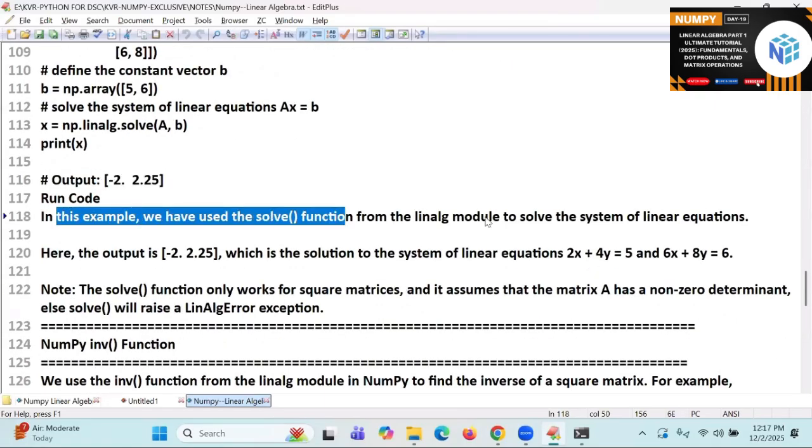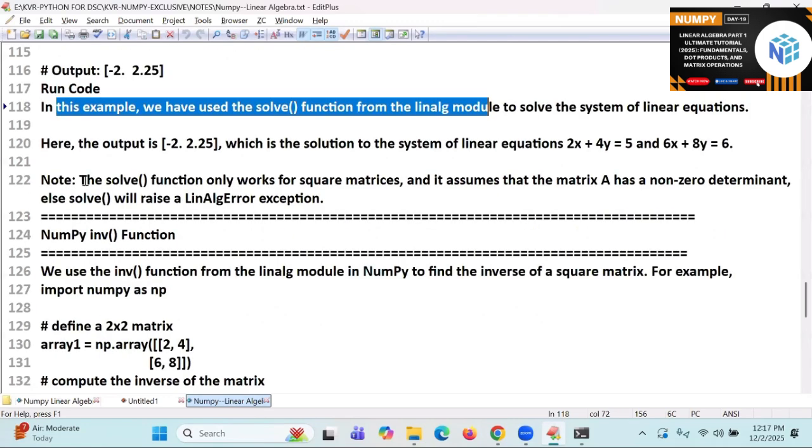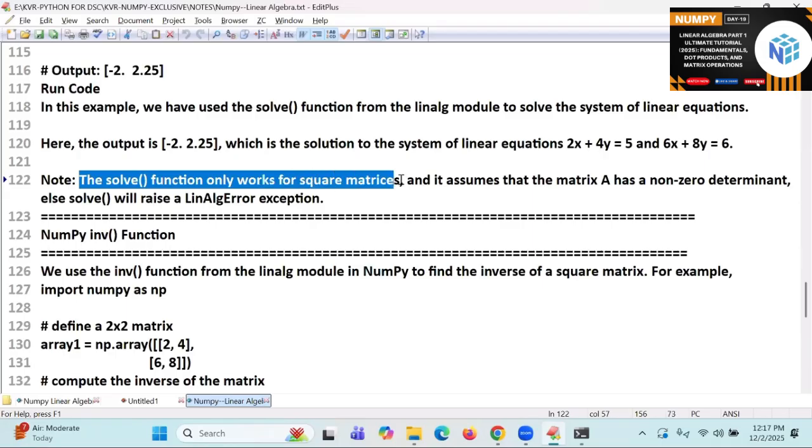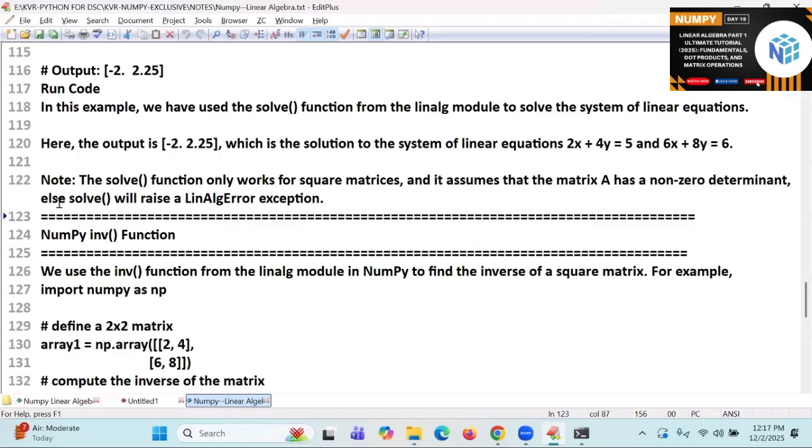Solution, Nadim. We got it. Nadim has given 2x plus 2y is equal to something, x plus y is equal to something. If you do that calculation, you will not get a solution at all. So the solve function works only for square matrices, and it assumes that the matrix has a non-zero determinant. In that equation, 2x plus 2y is equal to something, x plus y is equal to something, the determinant is becoming 0. When the determinant is 0, solve will not work; it works only for non-zero determinants. If the determinant is 0, it will raise an error called LinAlgError. You have seen that error also.